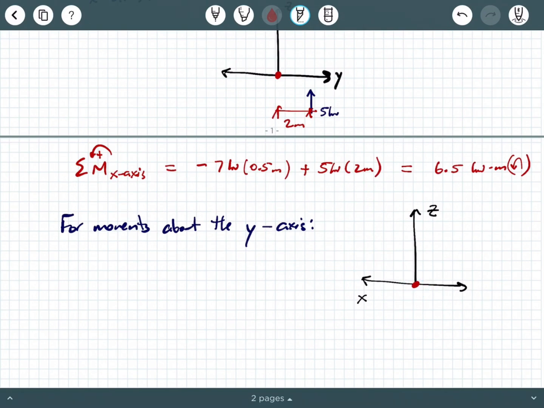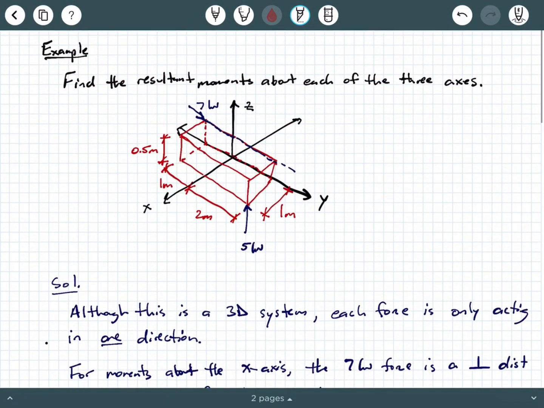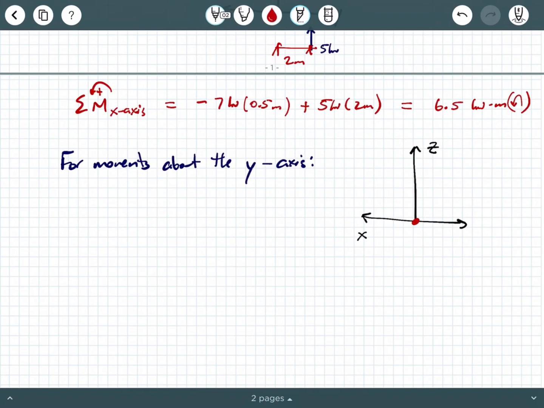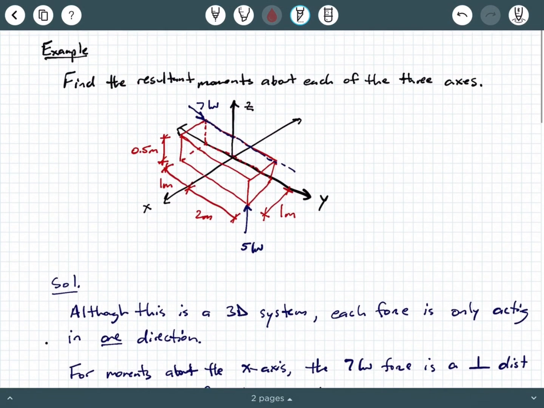Here's my y-axis coming out at me, okay? My y-axis is this little red dot coming out at me. Now, if I'm looking at this xz plane here, then what is causing a rotation about the y-axis? What do I see? Well, I'd have 5 kilonewtons for sure. That's 1 meter away from the y-axis. So I would have my 5 kilonewtons here, at a distance of 1 meter away from the y-axis, so that's going to cause a clockwise tendency of rotation about that y-axis.